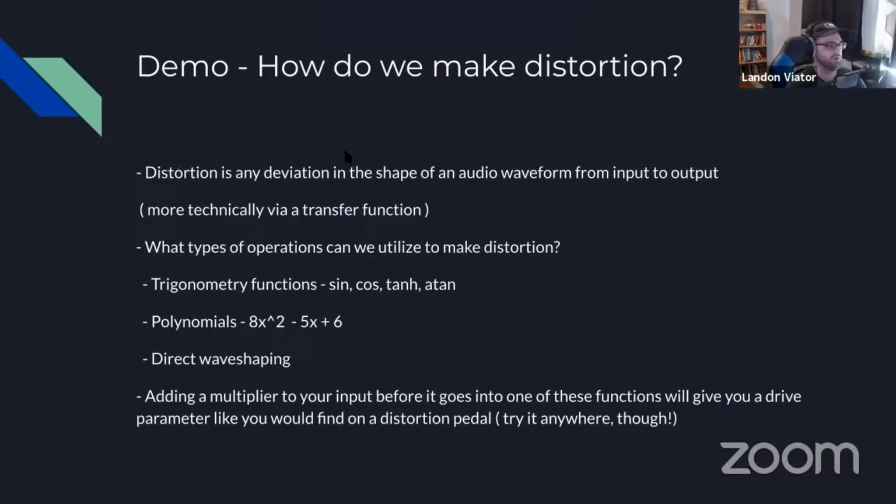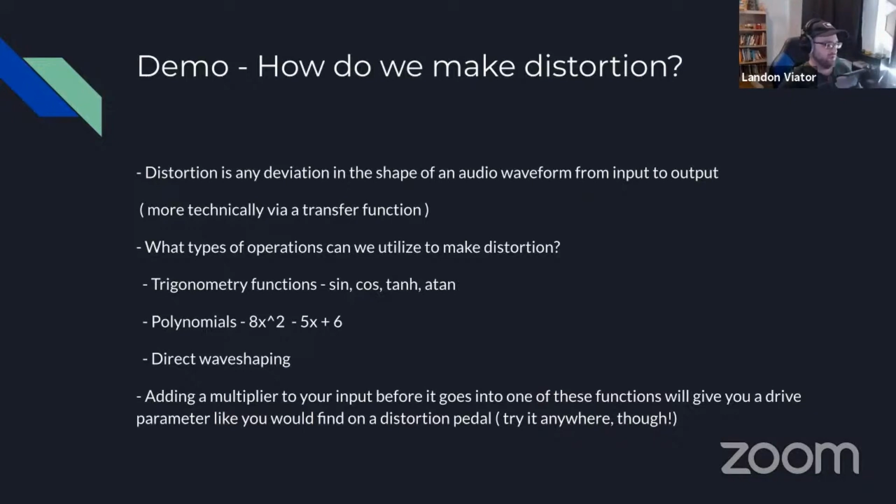Okay, cool. So the whole idea of this presentation is, how do we make distortion? And I think the first thing we need to talk about is what distortion really is, because people describe distortion in all kinds of different ways. They'll say distortion, overdrive, clipping, saturation, and they're really all talking about a similar idea, which is just the deviation in the shape of the waveform from input to output. So if you have some kind of DSP process or transfer function, you're going to change the way the audio looks from the input to the output. And that's technically all distortion really is.